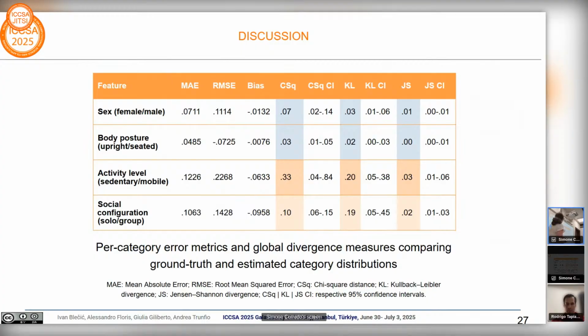We noticed that sex and body posture showed a good pattern following the line. We have the lowest values for the divergence and the distance, so it's a good result. While for activity level and social configuration the values are a little bit higher. The lower value indicates a consistency between the results.